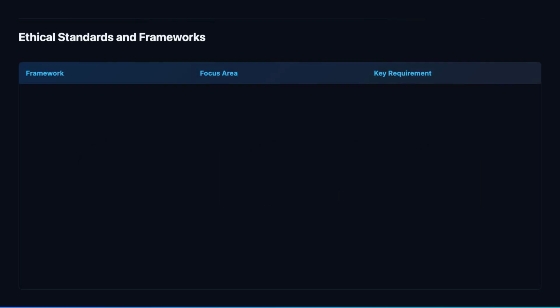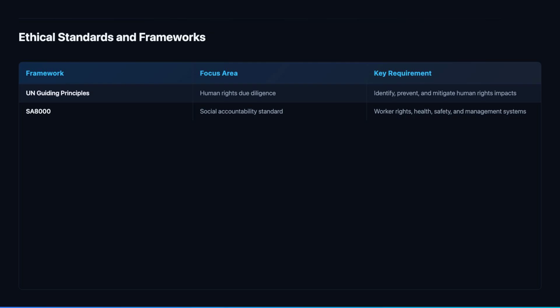Multiple international standards and frameworks guide ethical supply chain management across different dimensions. The UN Guiding Principles establish the expectation that businesses actively prevent human rights abuses in their operations. SA 8000 provides a certifiable standard that ensures workplaces meet fundamental social accountability requirements.